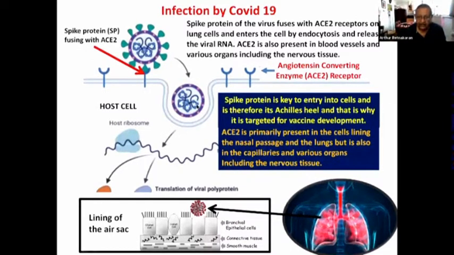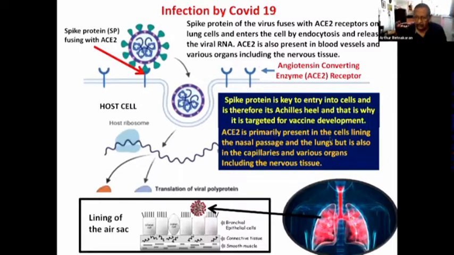And once it goes inside, it has a single strand of RNA, which is something like messenger RNA. And it uses the ribosome, the factory of the host cell, to manufacture more of these. It is translated into viral proteins, and it takes over the machinery of the cell and produces more and more of these viruses. And of course, they attack the air sacs, the lining, the bronchial epithelial cells, and it destroys the lung.